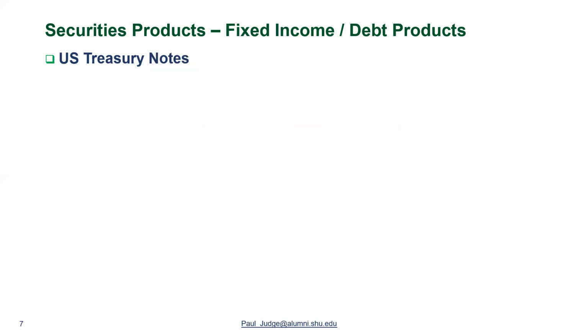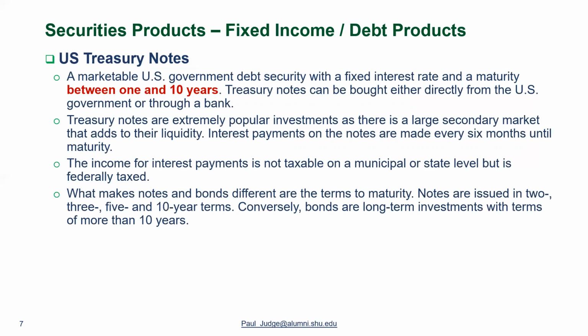Now we're talking about Treasury notes. This is the third type of Treasury security. So we talked about T-bills and we talked about T-bonds. Now we're going to talk about Treasury notes. Now this is a marketable U.S. government debt security with a fixed interest rate and a maturity between 1 and 10 years. Treasury notes can be bought either directly through the U.S. government or through a bank.